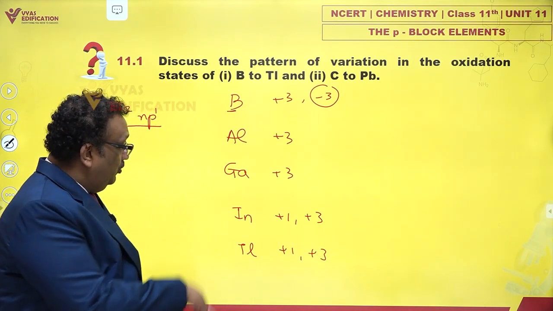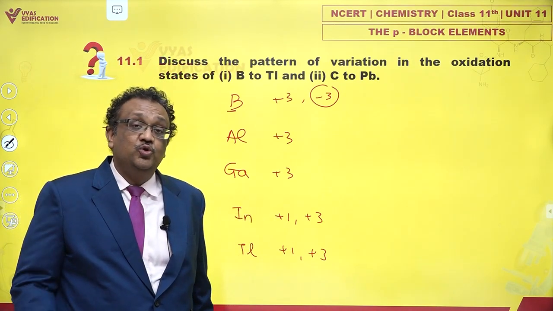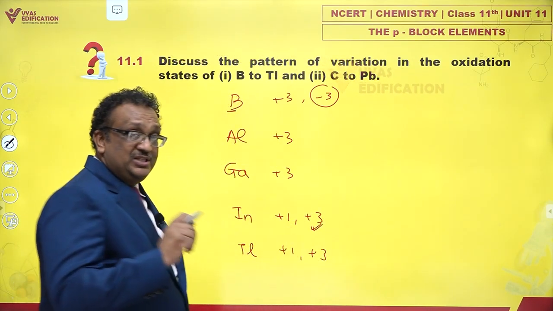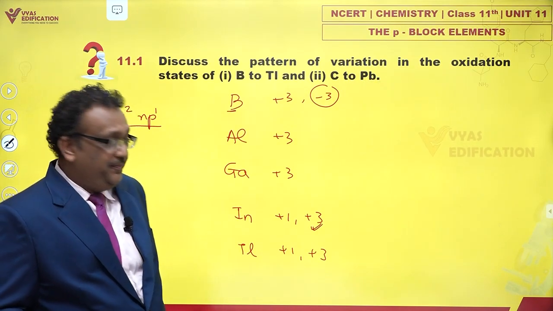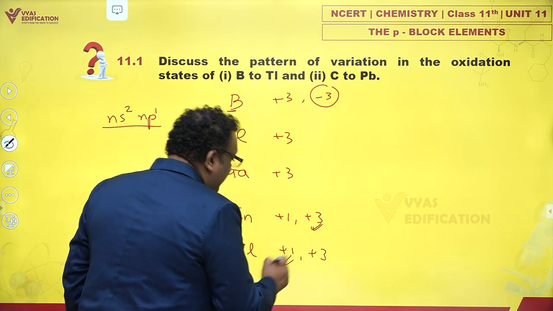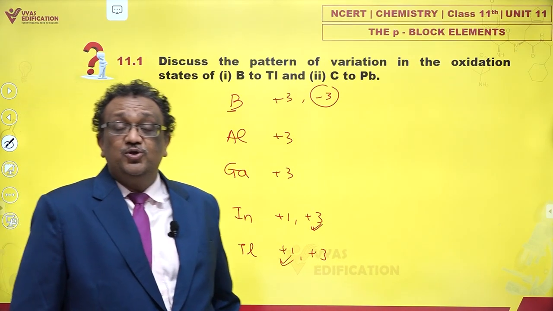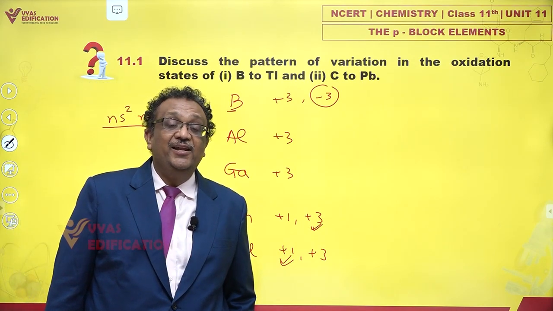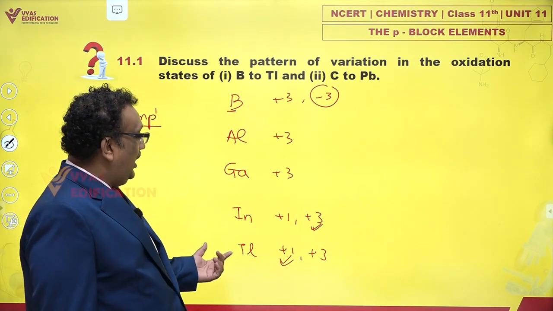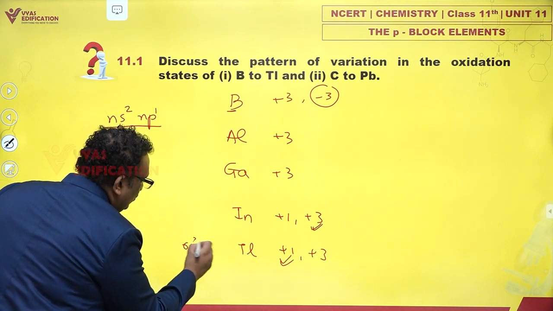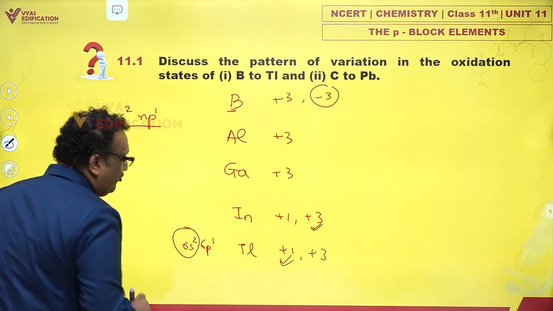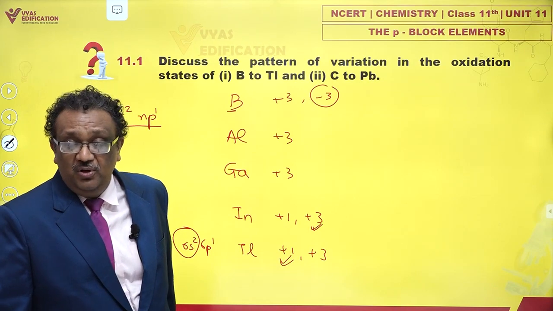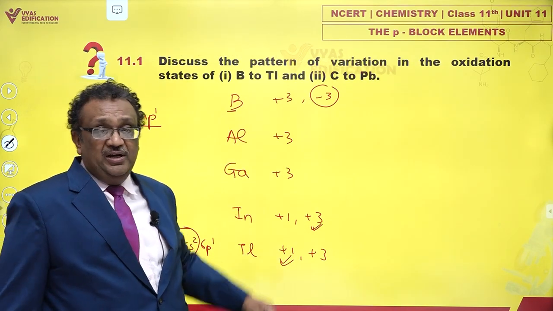However, as you move down, you notice that indium also begins to show a state of +1. Although +3 is more stable for indium, still it does show +1. And in case of thallium, it is +1 which becomes more stable as compared to +3. Why? There is a very unique thing called the inert pair effect. It so happens that in thallium, 6s2, 6p1, the 6s2 electrons become somewhat inert and they are no longer interested in formation of bonds. Is it a similar trend in carbon to lead?